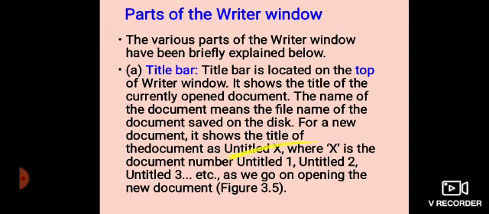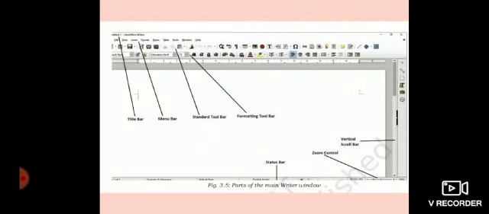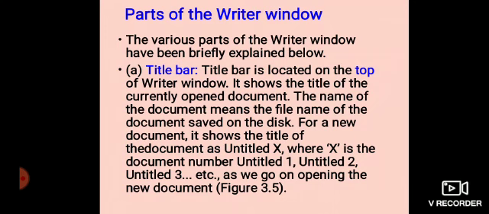Title bar. As I told you, the title bar is located at the top of the writer window. It shows the title of the currently opened document. Which document you have opened currently, that document's name will be displayed on the title bar. The name of the document means the file name of the document saved on the disk. For a new document, it shows the title of the document as untitled. If you have opened a new document, then it shows untitled. Only if you save it with the option called file and save, it shows you with a saved name.